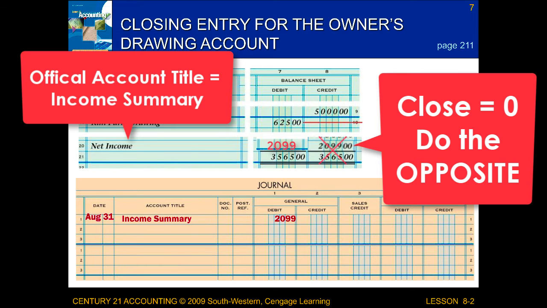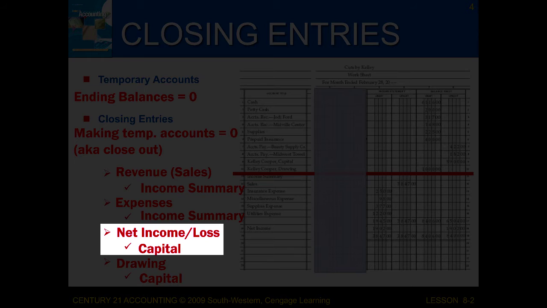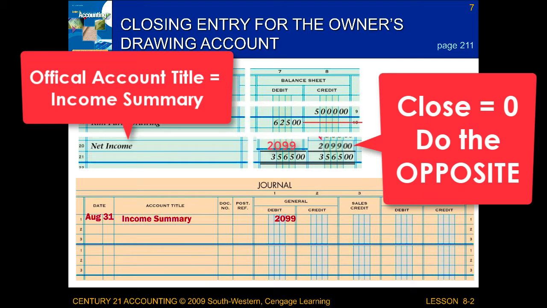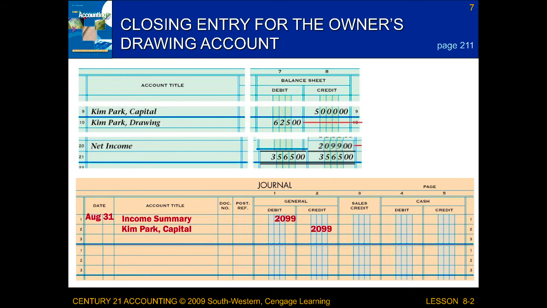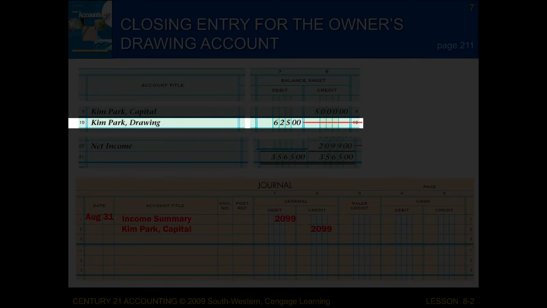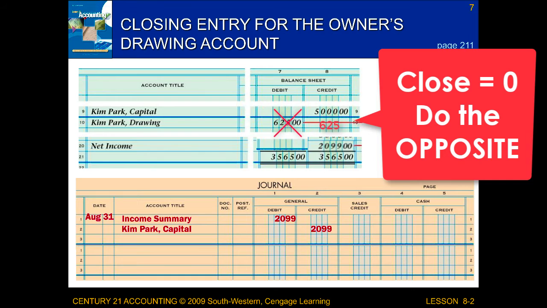And again, if we check back, its corresponding account was capital, because that's where we dropped in our net income when we did the balance sheet. So in the capital account, I'm going to do a credit, because the money has to go somewhere when I made it zero in the income summary. All that leaves us with is drawing. Drawing is originally a debit, and so to close it out and make it zero, I'm going to do the opposite. I'm going to credit drawing.